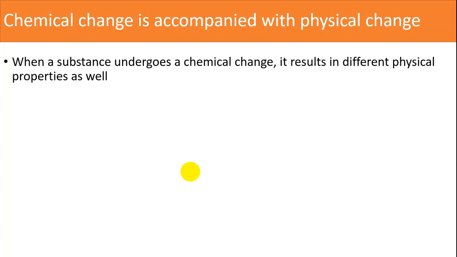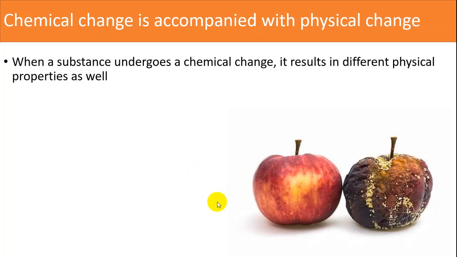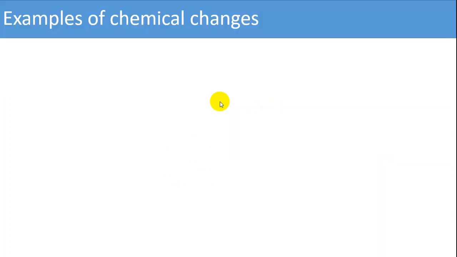When a substance undergoes a chemical change, it results in different physical properties as well. For example, a color change. But this change of color is not desirable; we don't need it, we don't make it. When you bend or color paper, this is a physical change because you intended to make it. So a chemical change is accompanied by a physical change.